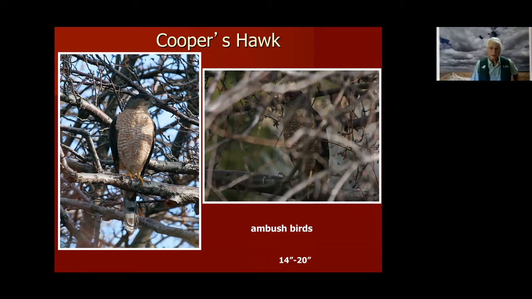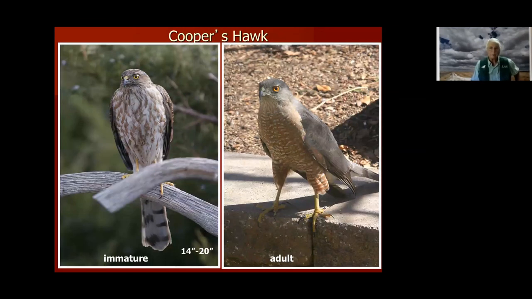These guys are known as ambush birds because they'll often sit in a tree or a bush. They feed on small birds primarily, and they'll wait for a small bird to come by and grab it. And that's why you often see these guys coming around your bird feeders, because they're looking for small birds to feed on.